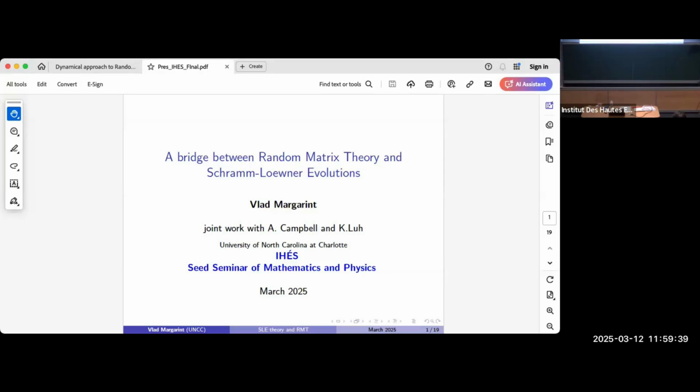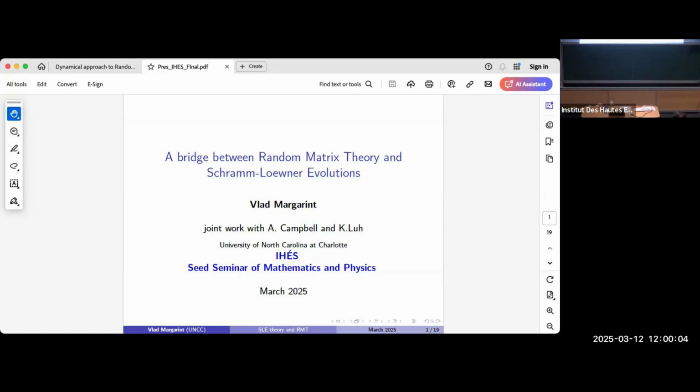Before I proceed, though, I'd like to tell you a bit about myself, as I'm an early career researcher. I started to work on random matrix theory when I was a master's student, but then I moved to the SLE part. So I'm less knowledgeable in the random matrix theory part, because I started there but moved away a bit. Now I'm moving back to combine the two.